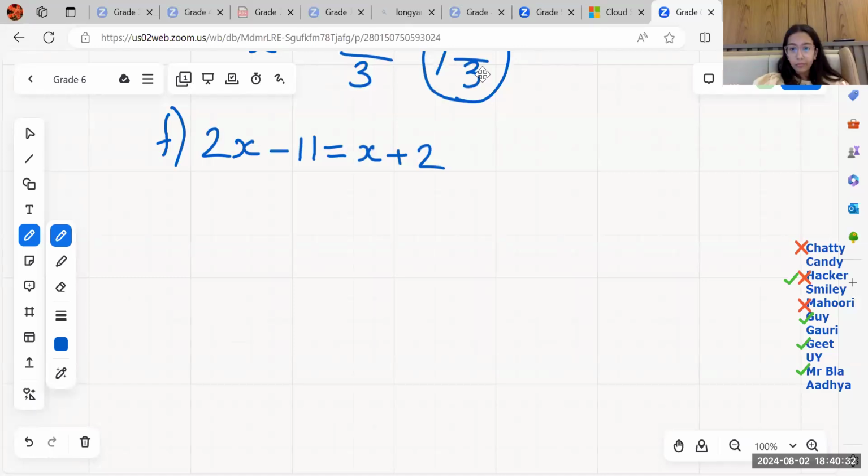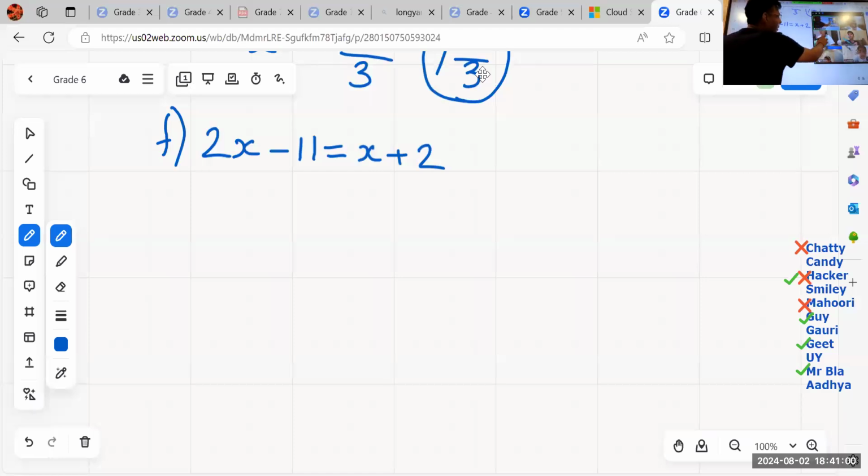So Candy and Smiley and Mahuri, you also can try once again. And Gauri and Yubai, understand this question. So should I do it, guys? Yes, sir. Sir, can I correct my answer? So is it 9/2? No. I will do it step by step. Once you get practice, you can do it in one step also.